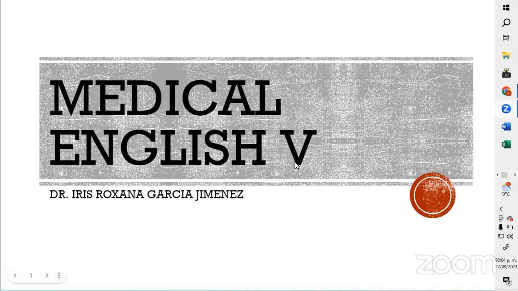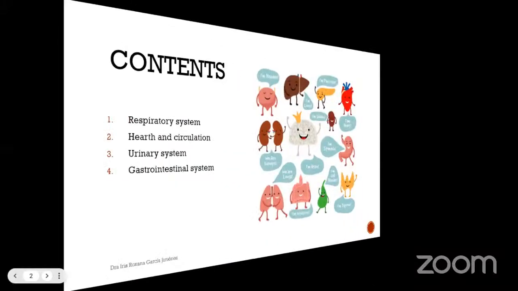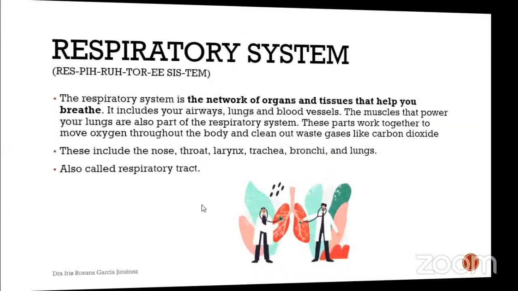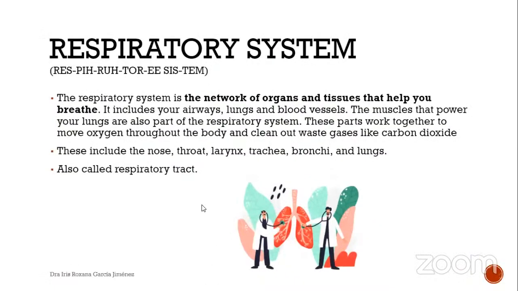Okay, let's start. We are on time. Well, you all know the schedule. Today we have a long class. We are going to check huge systems. In this case, the respiratory system, the cardiovascular system, heart and circulation, of course, the urinary system, and the gastrointestinal system. So let's go. As you know, it's a general view just with some examples. But now let's go with the respiratory system at the beginning.